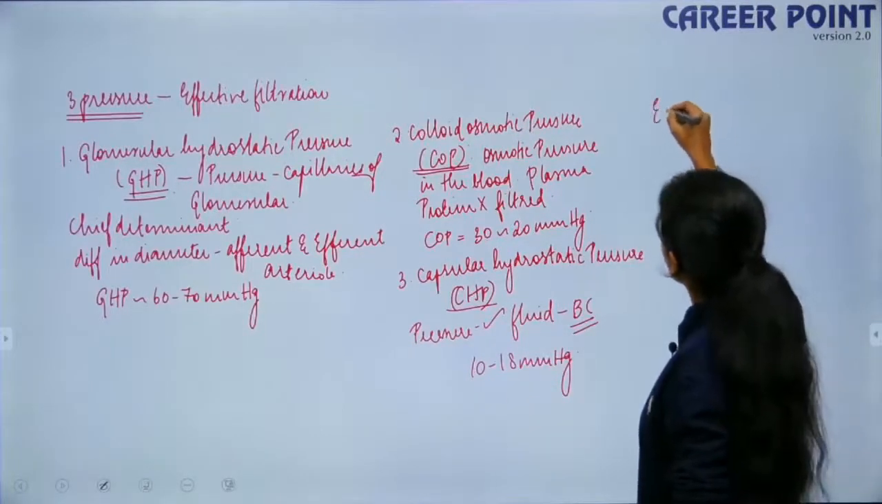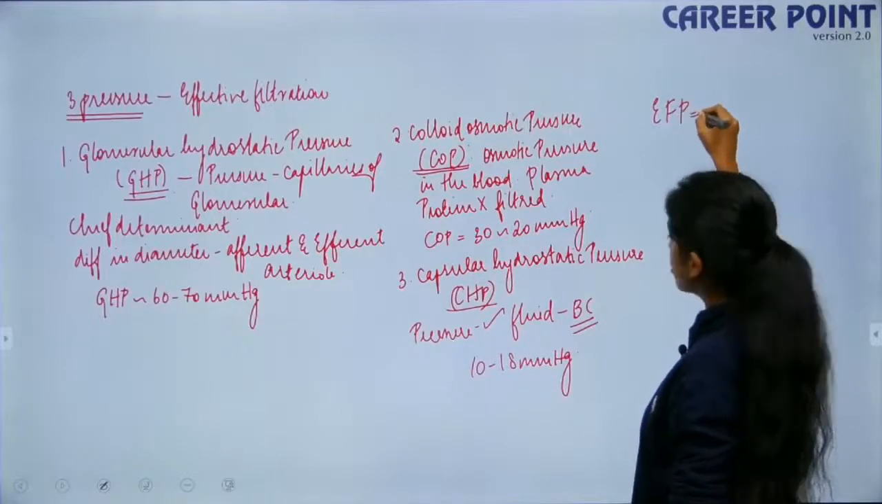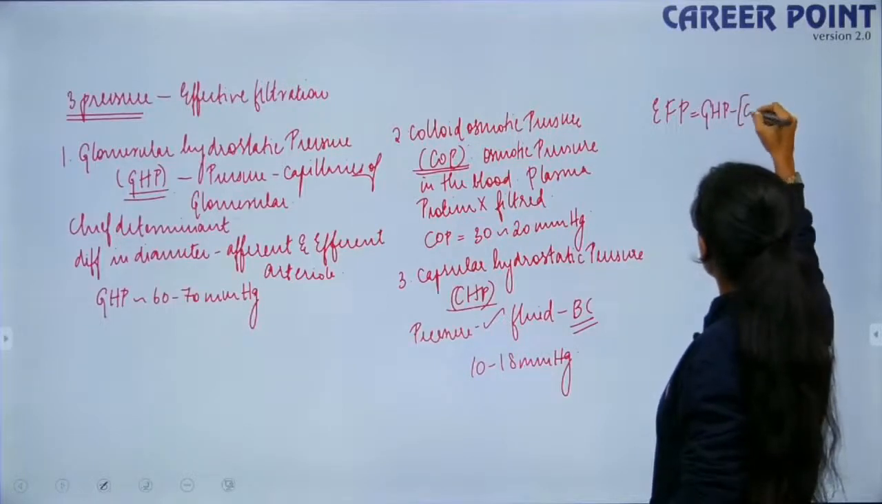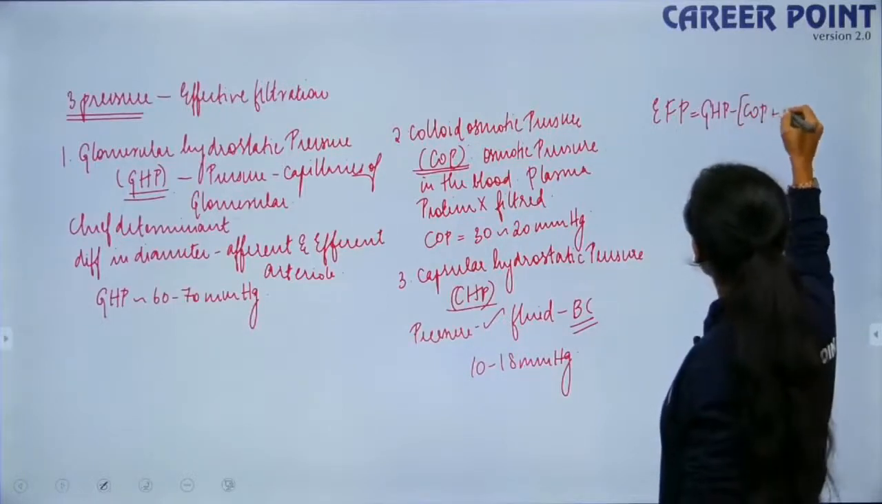So effective filtration pressure is equal to glomerular hydrostatic pressure minus COP plus CHP.